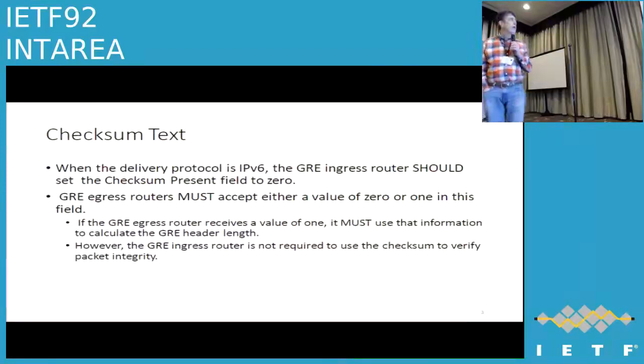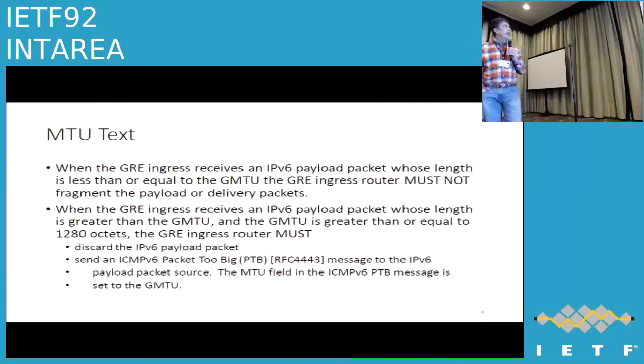The next change, next slide, had to do with the MTU, and it is basically what you do when you're in a situation where fragmentation might be required. When the GRE ingress receives an IPv6 payload whose length is less than or equal to the GMTU, the GRE ingress must not fragment the payload or delivery packets. That means if you don't need to fragment, you must not.